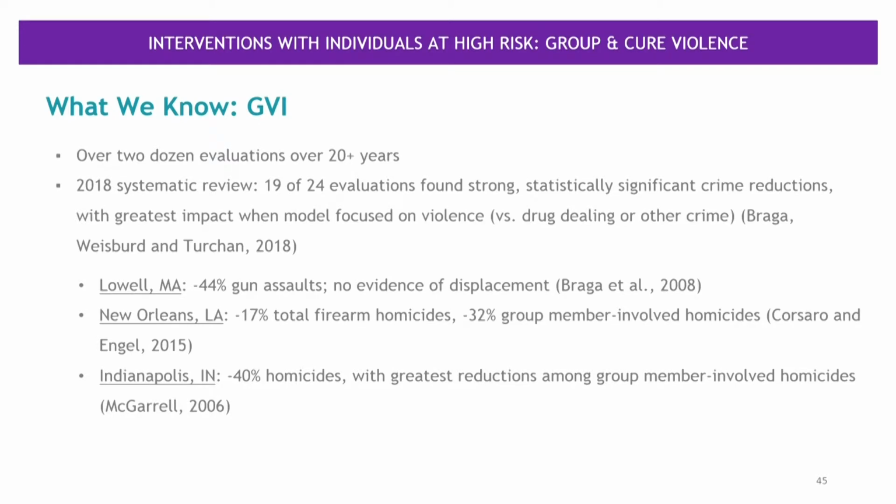Since its formal development, the focused deterrence model has been applied to various types of crime concerns, including illicit drug selling, and has been evaluated over 24 times. A 2018 systematic review of focused deterrence interventions found that nearly 80% of the evaluations showed that the interventions significantly reduced crime, and that the greatest impact was found when the approach focused specifically on curbing violence. For example, in Lowell, Massachusetts, the intervention was associated with a 44% reduction in gun assaults, with no evidence that the violence was displaced to other areas.